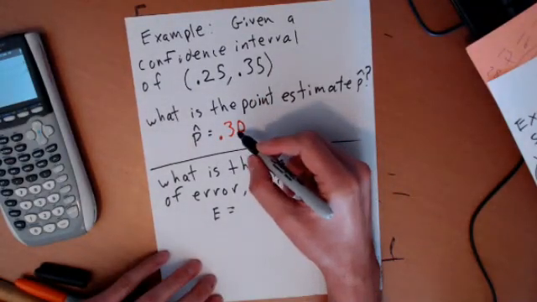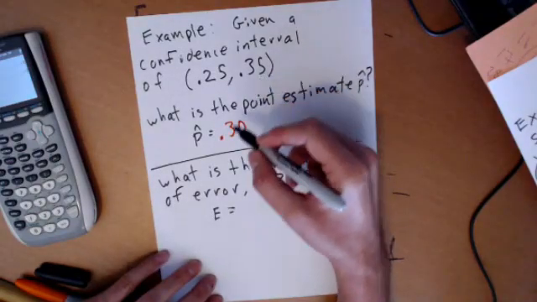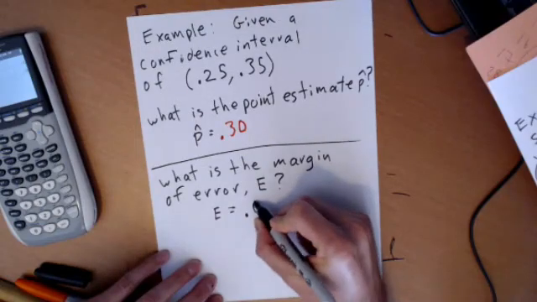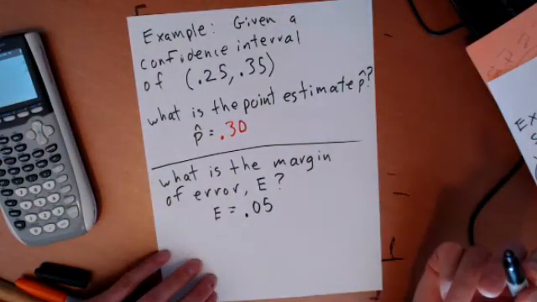So how do we get from 30 to 35? How do we get from 30 to 25? It'd be a difference of 0.05. So that's our margin of error.